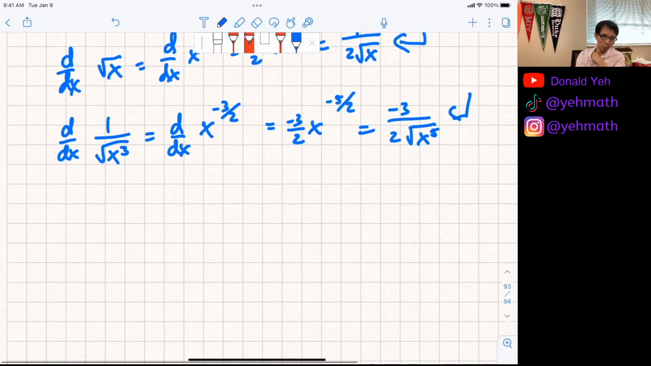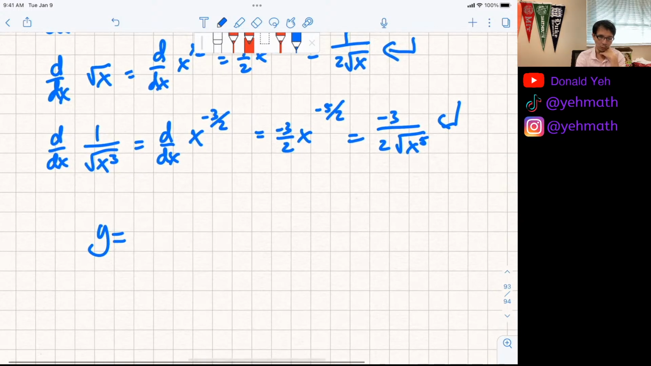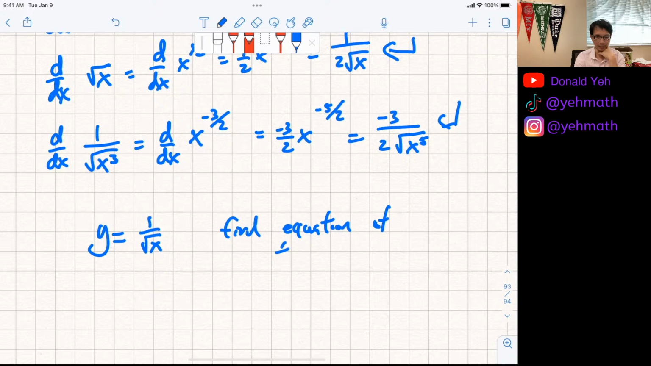Okay, so let's just say y is equal to, I don't know, 1 over square root x, right? I say, hey, can you find equation of tangent line at x equal to 4? At x equal to 4, can you find me equation tangent line?